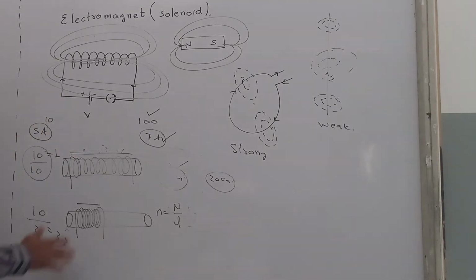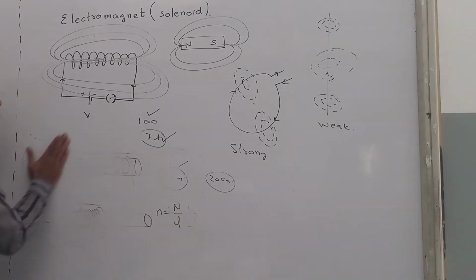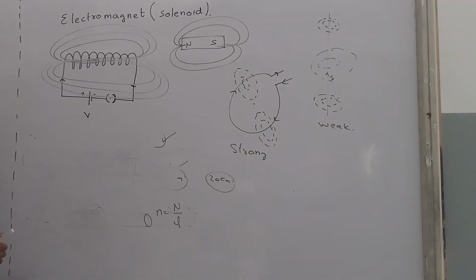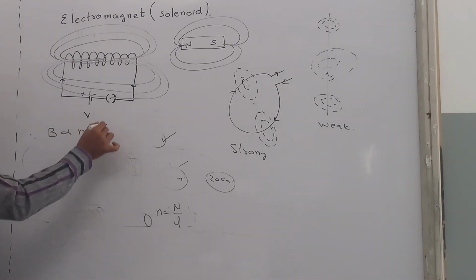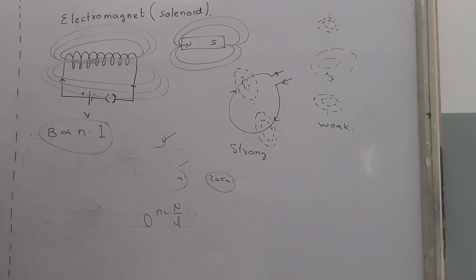All right, so the total magnetic field of this solenoid depends basically on two factors. It is directly proportional to turn density and it is directly proportional to current. And please remember that the magnetic field of a solenoid is very much similar to the magnetic field of a bar magnet.